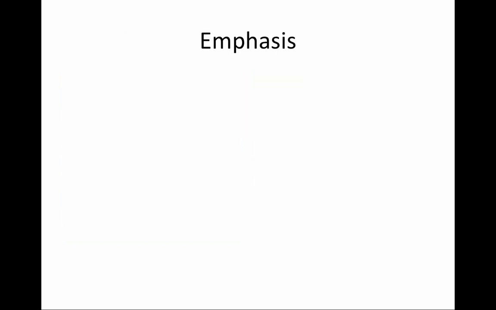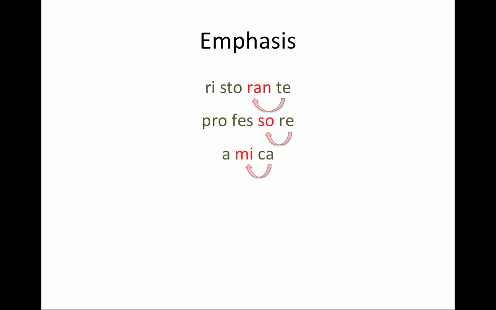Let's look at the emphasis or stress. The most characteristic stress is the one that falls on the second to the last syllable. That's the characteristic sing-song quality of Italian. Ristorante, second to the last. Or professore, again second to the last. Amica, second to the last. But there are words that are pronounced differently.